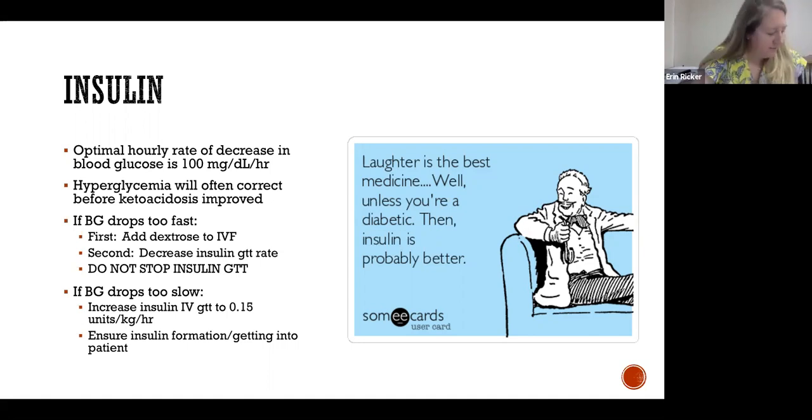This tends not to need to be done, but you might have to, but it's important too, if you're not seeing any decrease in your blood glucose, to say, are they getting this medicine? So we've had times where the nurse thought it was hung and going in and it wasn't, or your vein might be bad, or it might be an improper mixture of your insulin. So you might need to get a whole new bag.